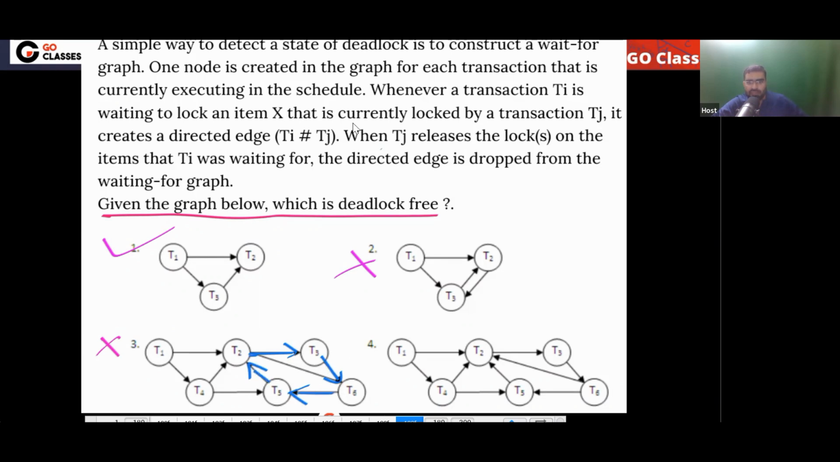What about the next? Again, there is a cycle. So this is also not deadlock free because there is a cycle. So very simple. Deadlock free means there is no cycle. Deadlock free means an acyclic wait-for graph.